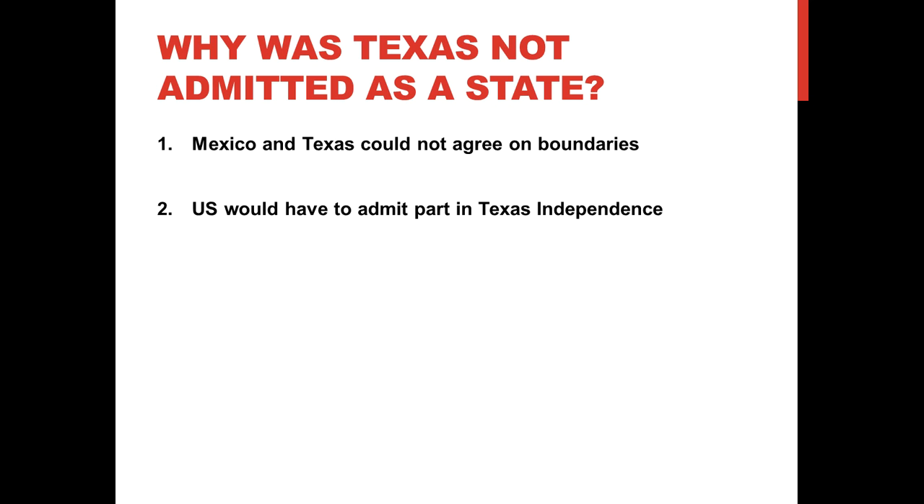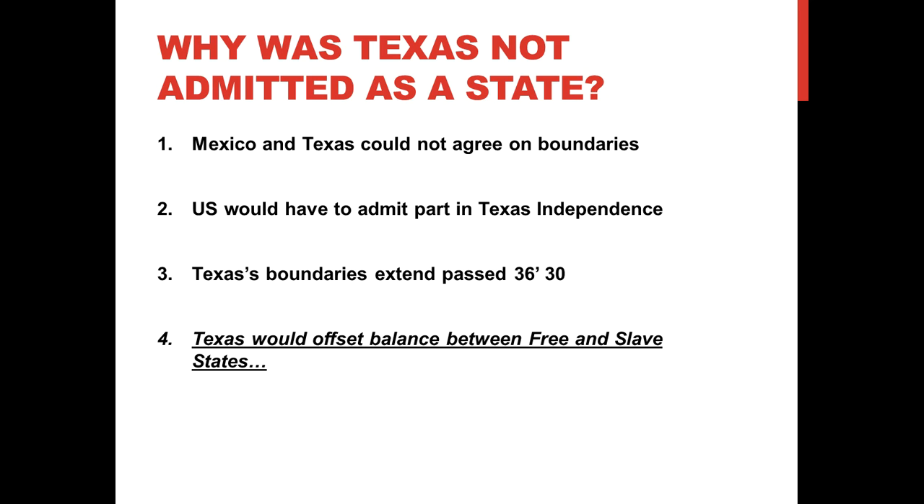Obviously, the United States can't allow them to become states because then they would have to admit that they were part of the independence. Andrew Jackson can't have that happen, so he quietly pushes for their denial. And of course, we'll go back to a map here, but you'll notice that the boundary of Texas goes above the 36°30′ parallel, which is the southern Missouri border. Therefore, they can't have slavery.